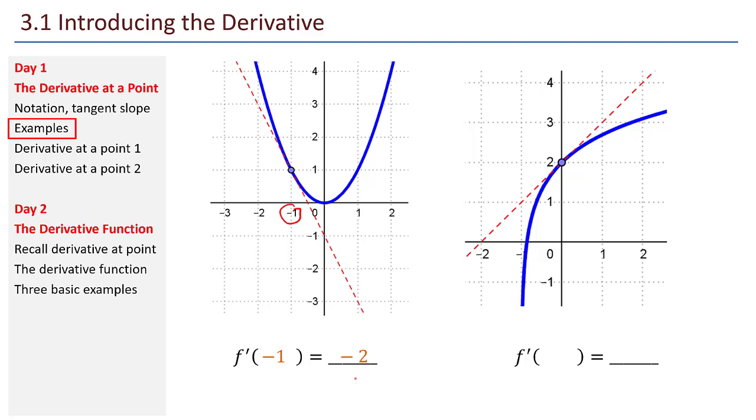How about the example on the right? The tangent line touches the curve when x equals 0, and the slope of that line is 1. So we write f prime of 0 equals 1. We use the word derivative to indicate slope. So for the picture on the left, we would say the derivative of the function at -1 is -2. And for the function on the right, we would say the derivative of the function at 0 is 1. This is what we mean by the derivative at a point.